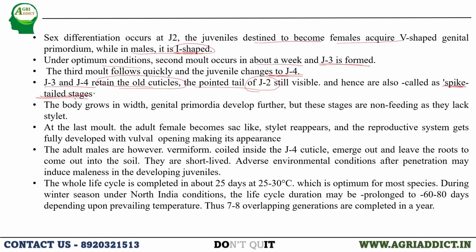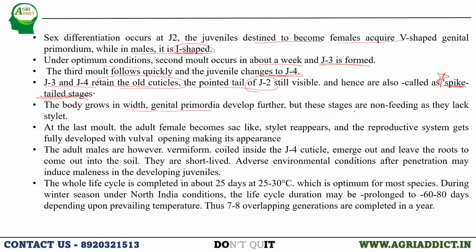Spike-tailed stages. This is also a unique character which is seen in the root knot nematode. After that, the body starts growing, and the genital primordia will start developing further. After that, many organs will develop. In the adult, it starts forming into matured female and matured male.